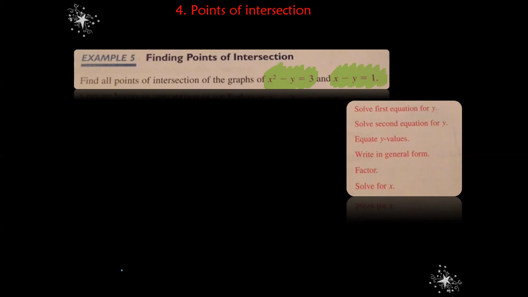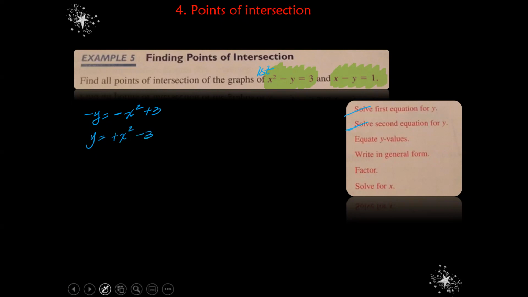All right, example 5. Find all points of intersection of the graphs x squared minus y equals 3 and x minus y equals 1. So I have the steps right here. Number 1, solve the first equation for y. So this is your first equation. I'm going to solve for y. Negative y equals, move the x squared over. We don't want a negative, so I'm going to have a positive y equals x squared minus 3.